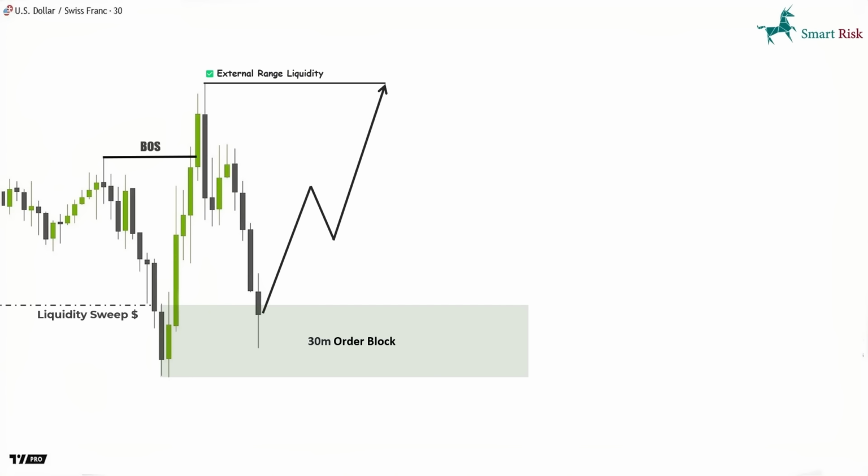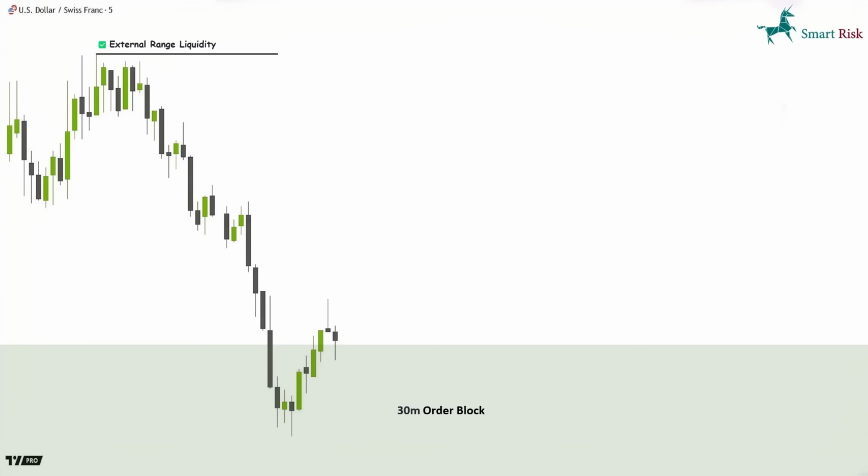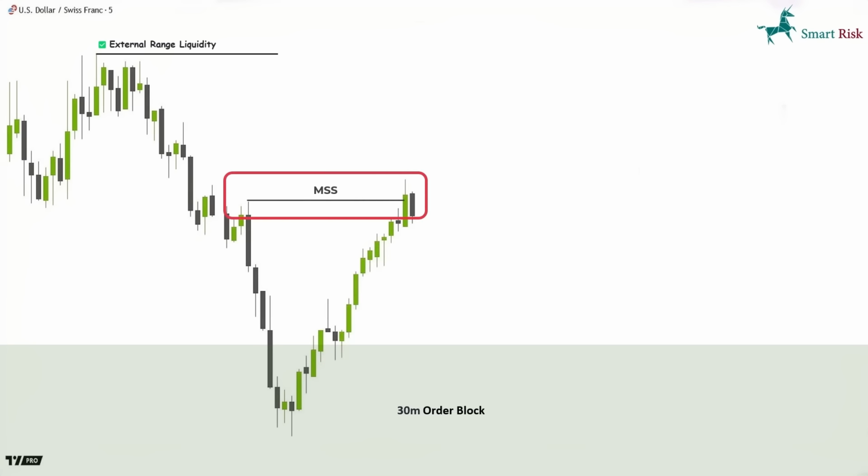Next, I zoom into the lower time frame, in this case, the 5-minute chart, to closely monitor price action within the 30-minute order block zone, and look for any signs of reversal and a suitable entry point for a long trade. Now, on the 15-minute chart, you can see that after price tapped into the higher time frame order block, it reversed and formed a market structure shift by breaking and closing above this 5-minute structure.